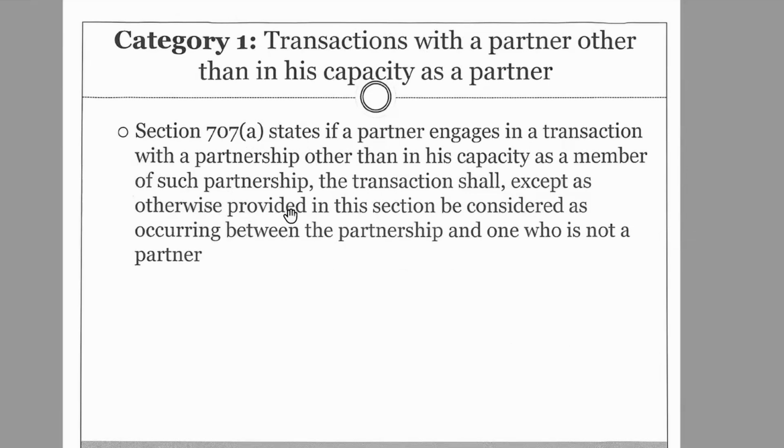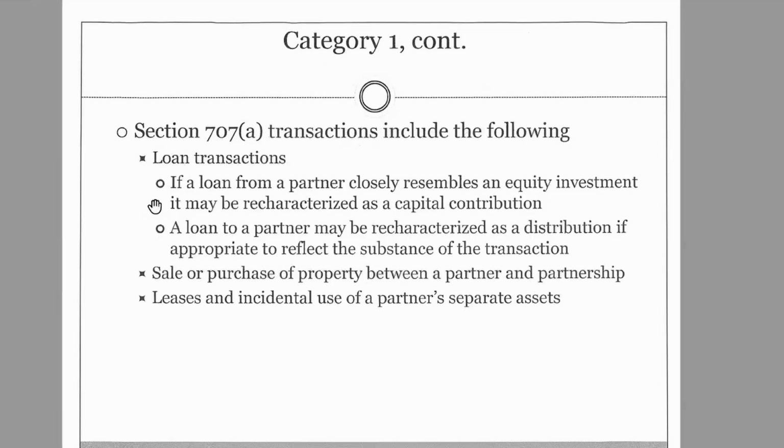Section 707A states that if a partner engages in a transaction with a partnership other than in his capacity as a member of such partnership, the transaction shall, except as otherwise provided in this section, be considered as occurring between the partnership and one who is not a partner. Okay, a loan transaction, sale transaction, lease transaction. If I can be a lender to the partnership, I can sell property to the partnership, and I can lease stuff to the partnership. That's what that's saying.